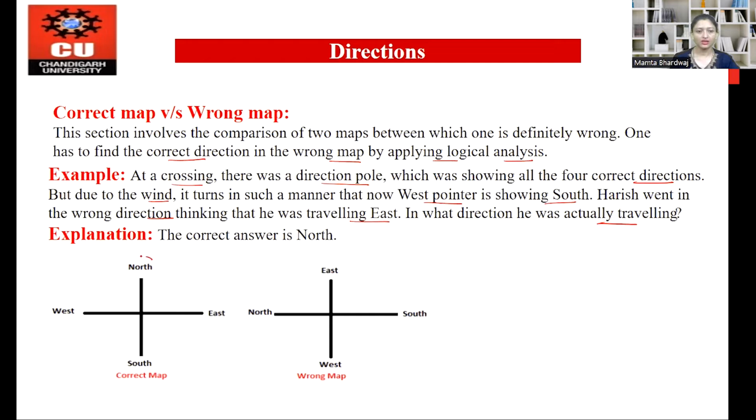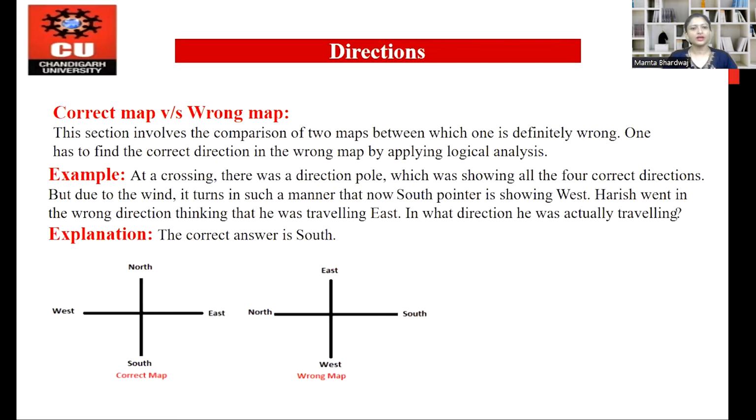So actually, in the correct map, there is north, south, east, and west. But due to the wind, it turns in such a manner that now west pointer is showing south. This west pointer is in the south direction. And this becomes north, this becomes south, and opposite to west becomes east. So now, in what direction was he actually traveling if he wants to go in the east direction? Harish went in the wrong direction, thinking he was traveling east. So east is this direction, but now he's in south direction. So the answer should be south.